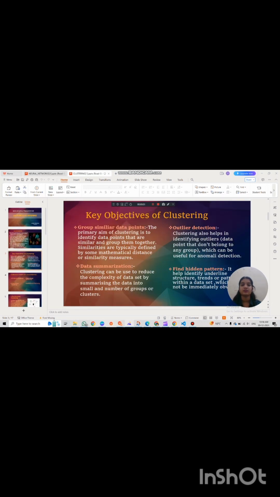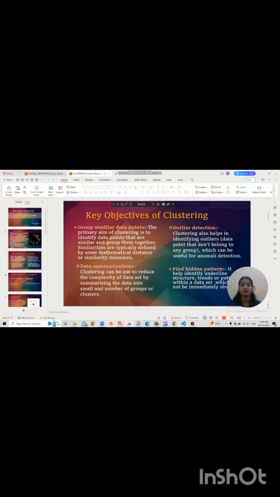Now let's discuss some key objectives of clustering. Number 1. Group similar data points. The primary aim of clustering is to identify data points that are similar and group them together. Similarities are typically defined by some mathematical distance or similarity measures. Number 2. Outlier detection. Clustering also helps in identifying outliers, that is, data points that do not belong to any group, which can be useful for anomaly detection.